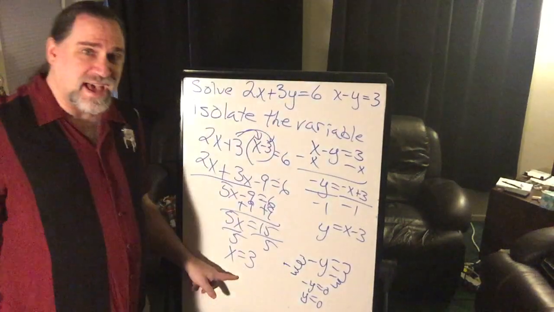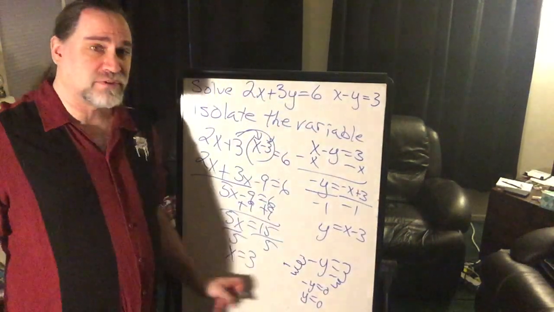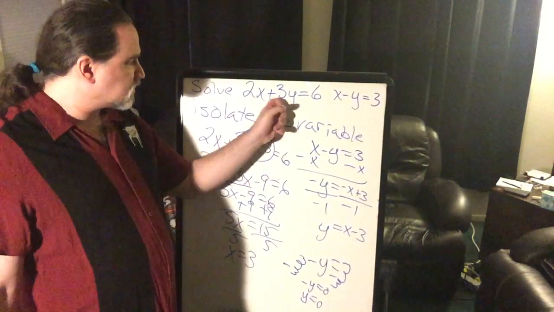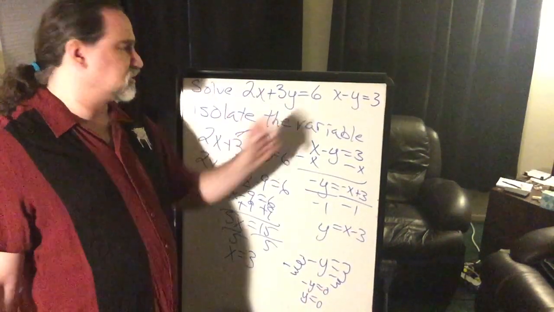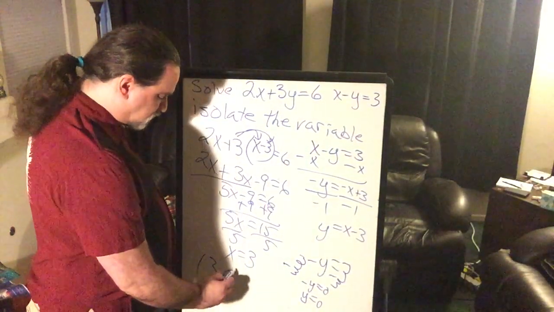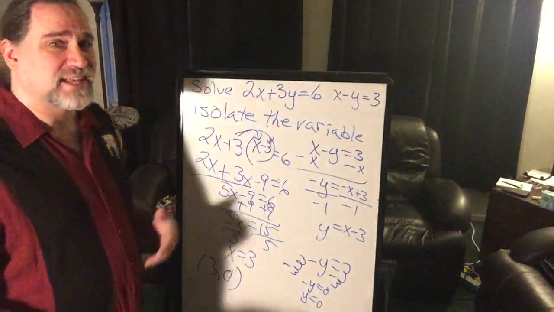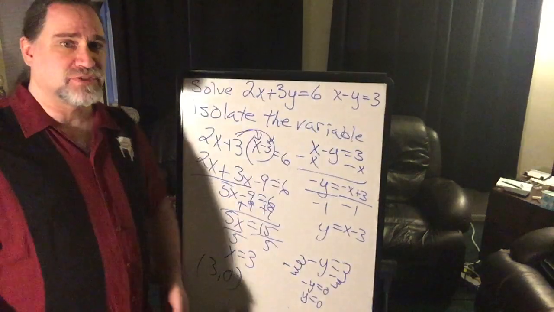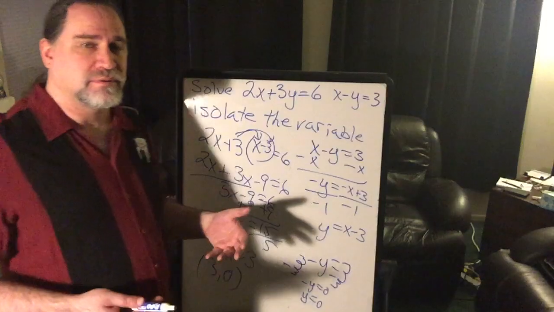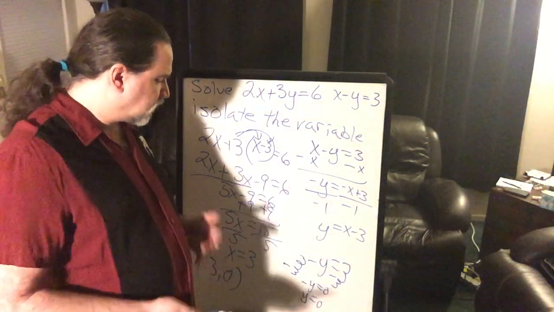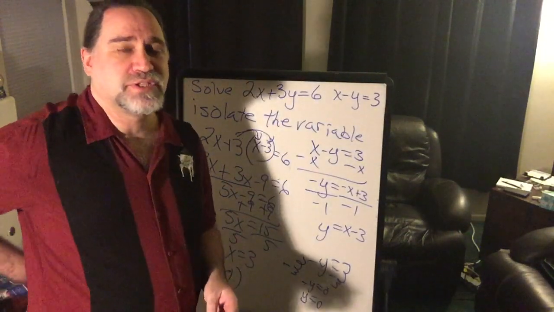And I could check that in total. I could say, well, does 2 times 3, which is 6, plus 3 times 0, which is 0, does 6 equal 6? Yeah, it does. So that is definitely where those two lines intersect. And again, no need to graph. Nothing here is graphed. It's all done what we call algebraically, using a method called substitution.